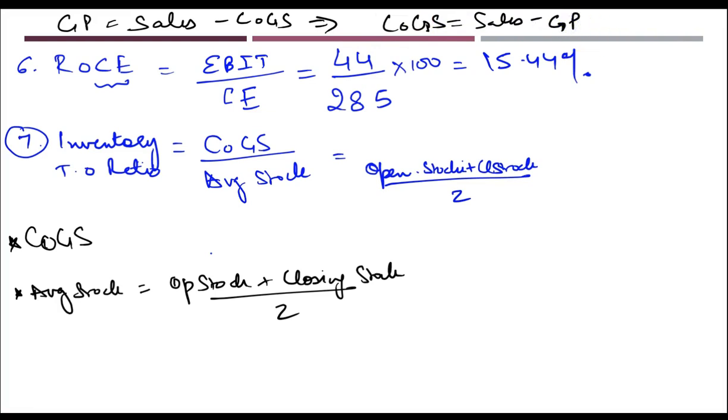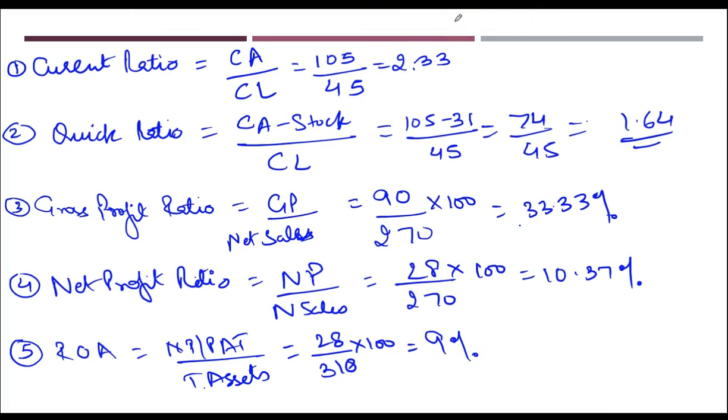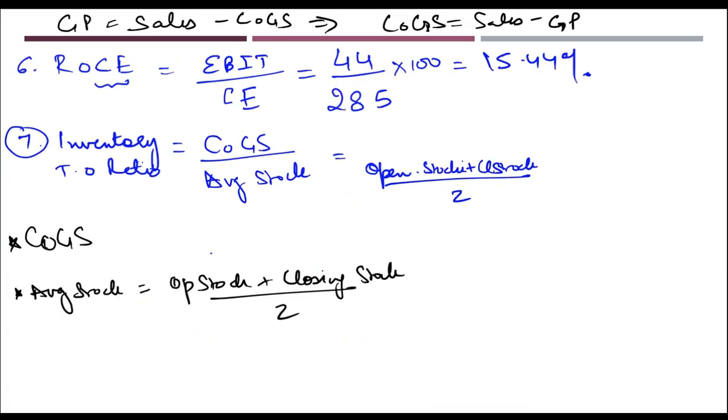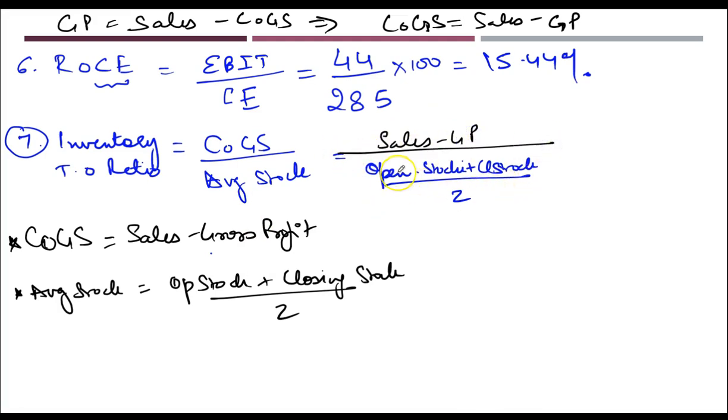See, whenever with whatever values you are given, you have to utilize those, right? In this question, इस question में आपको sales की value भी दे रखी है और gross profit value भी दे रखी है, आपको cost of goods sold निकालना है, you have to find out cost of goods sold. So you can simply subtract sales minus gross profit. ओवरऑल ये फॉर्मूला हमारा बन जाता है.